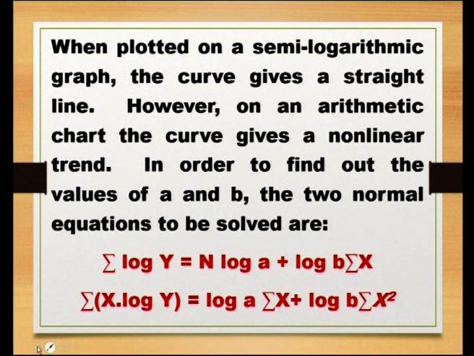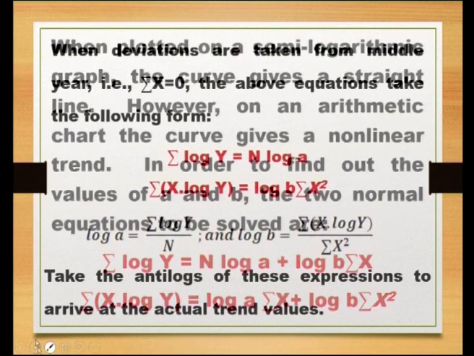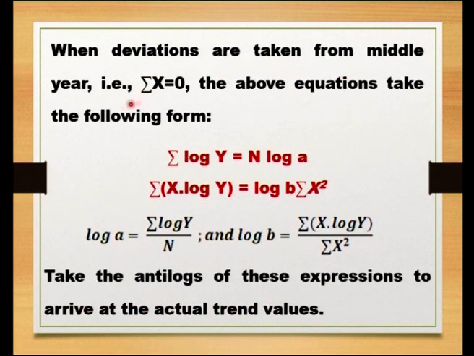You should not substitute in logarithm. Logarithm has been taken for calculating the a and b values. So, when deviations are taken from the middle year, that is obvious, summation x is equal to 0, the above two equations take the form summation log y is equal to n into log a. So, log a is summation log y by n and log b is obtained from this equation as summation x into log y by summation x square, taking the antilog of this expression to arrive at the actual trend values.